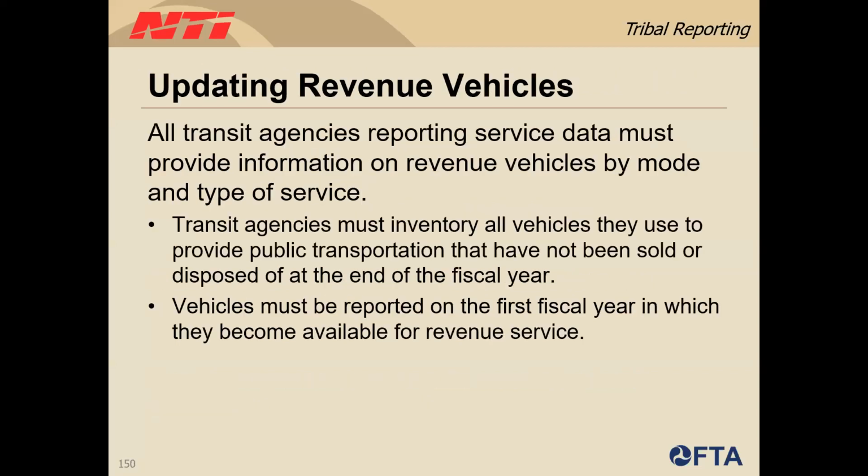Agencies must inventory the vehicles that they use to provide public transit service on their A30 if the vehicles have not been sold or disposed of at the end of the fiscal year. The inventory should represent a snapshot of the last day of the fiscal year, and the vehicles must be reported in that fiscal year when they become available for service.